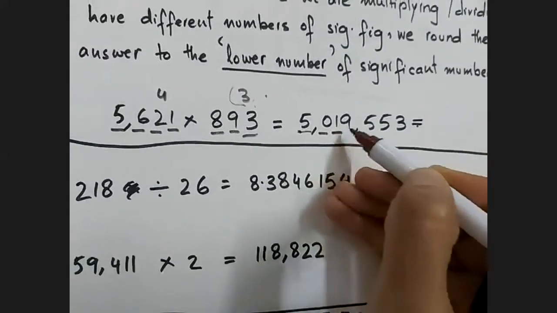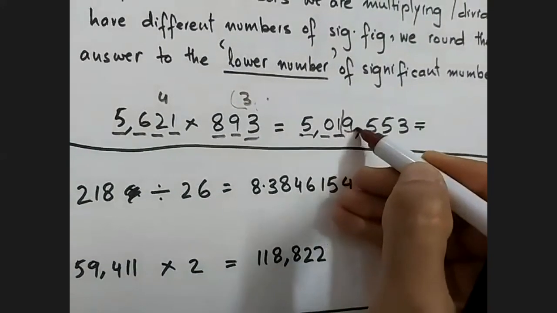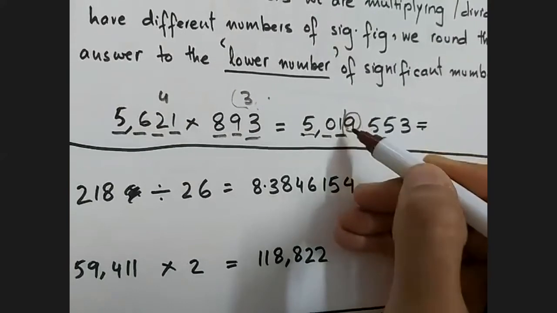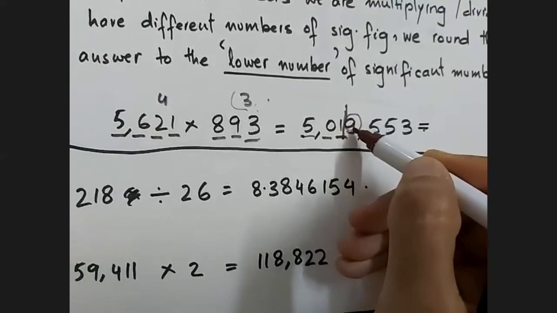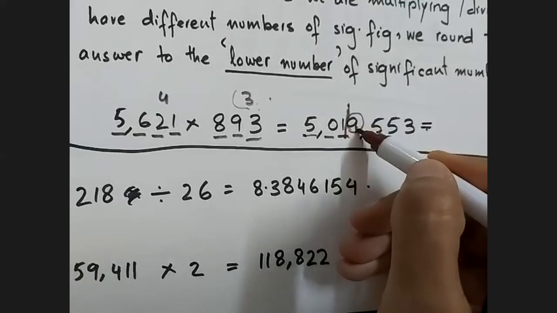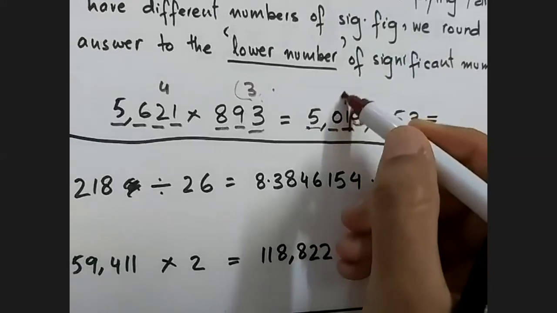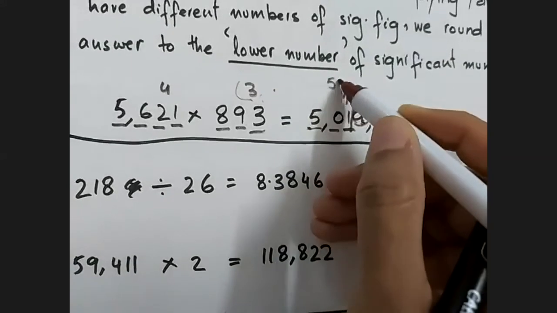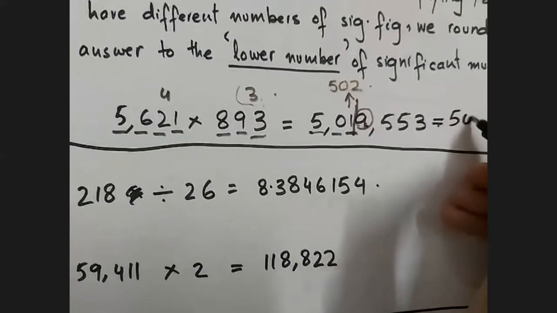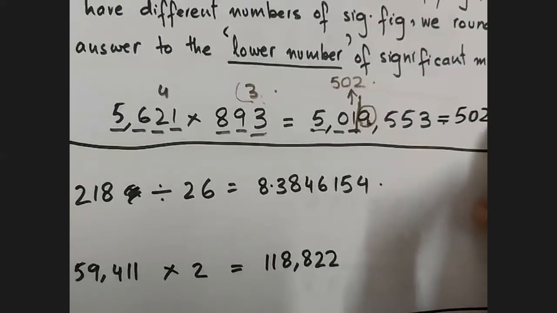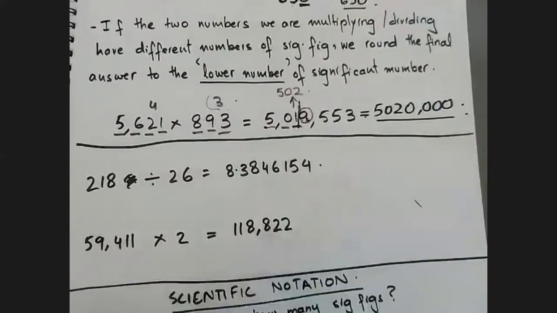So 50103. Then we check if the next digit is smaller than 5 or not. We want till 1, right? So 9 is greater than 5, so this will move up by 1. So this would be 502, and the rest will turn into zeros. 502, 0, 0, 0.